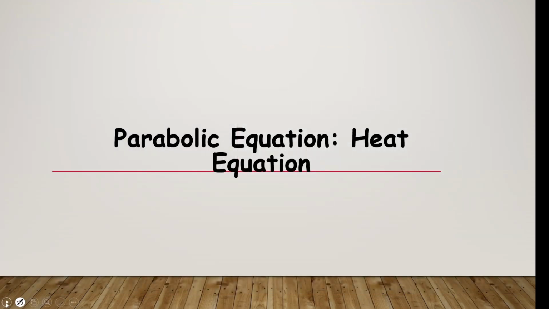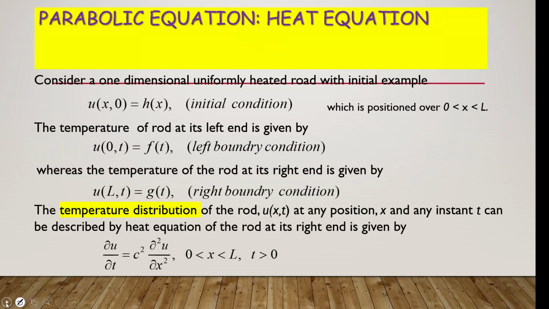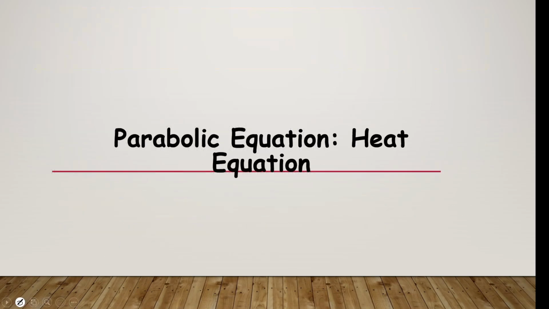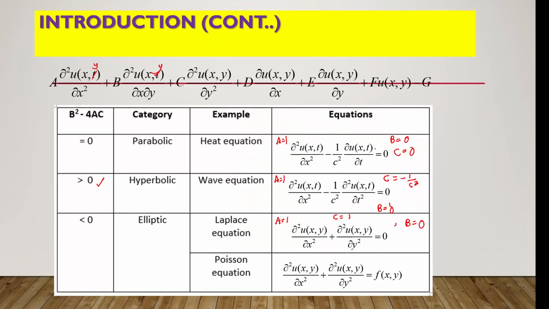So now we are going to look at the parabolic equation, for example the heat equation. The heat equation is described by, just now, del 2u del x2 minus 1 over c squared del u del t equal to 0. And we will put it up to this form.